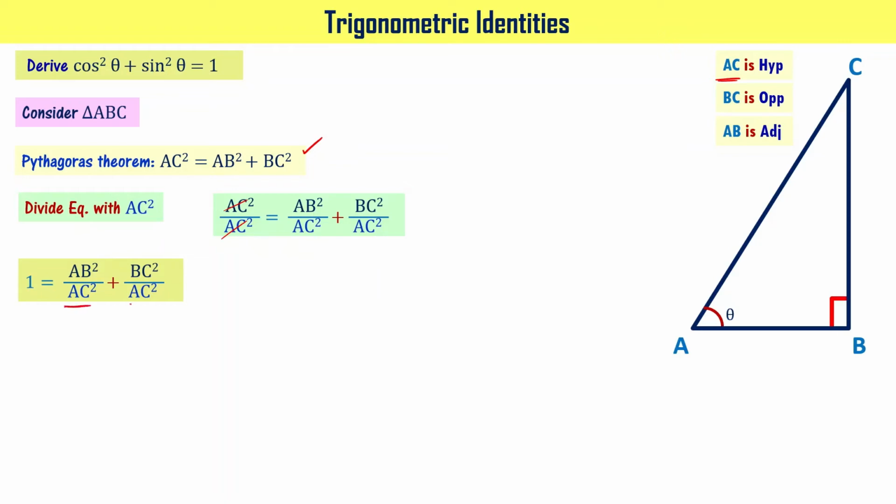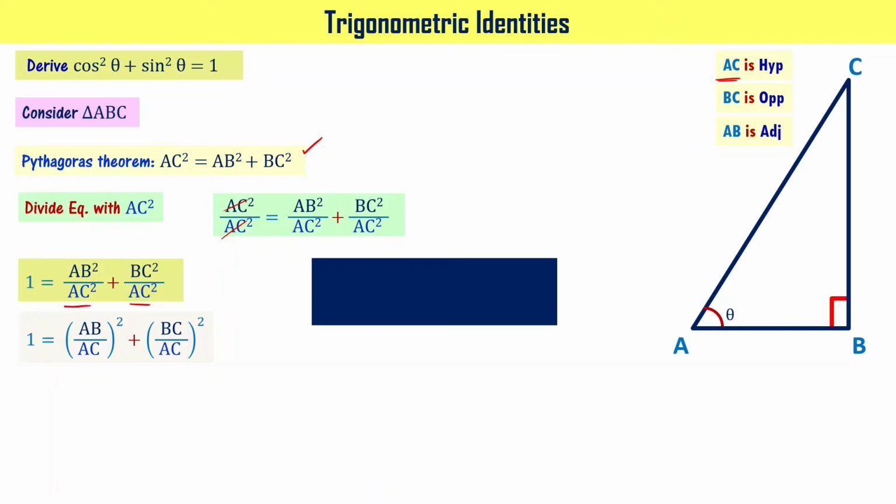I can take the square common out so that I can write the equation as 1 equal to AB by AC whole square plus BC by AC whole square, right? From trigonometric ratios, we know that sine theta is opposite side by hypotenuse. Opposite side is BC and hypotenuse is AC. That's why sine theta equal to BC by AC. And cos theta equal to adjacent side by hypotenuse, that is equal to AB divided by AC, right? Now you see here AB by AC we have, that is equal to cos theta, and BC by AC we have, that is equal to sine theta, right?